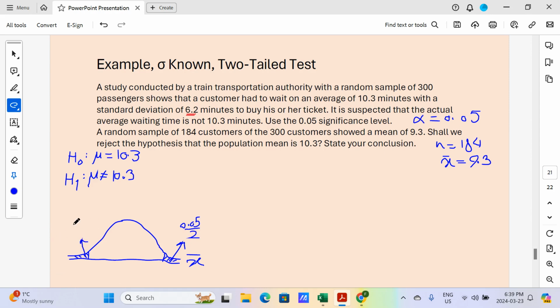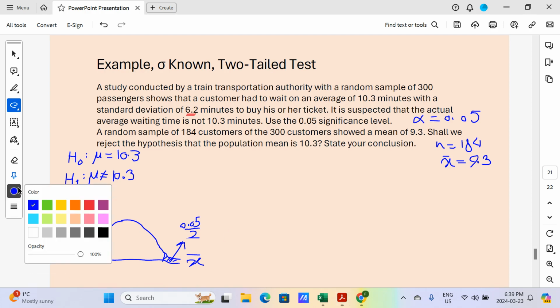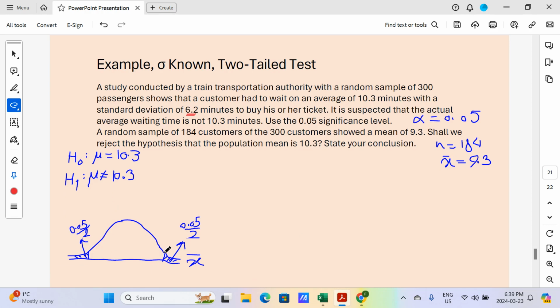Each rejection region: we have two rejection regions, one on the right side and one on the left side. So on the left side, again, I have a tail whose area is 0.05 divided by 2. Okay? So I need the cutoff point. I need to identify the rejection region clearly. I need this cutoff point and this cutoff point.